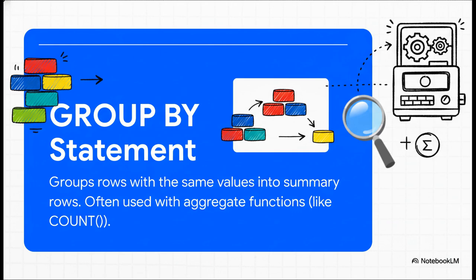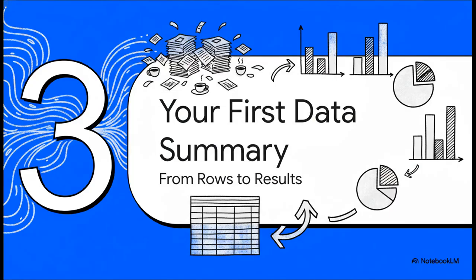And here's the official definition for you. GROUP BY takes all the rows that share the same value in a column, like our brick colors, and it collapses them all down into one single summary row. Then we use something called an aggregate function, like COUNT, to get one calculated value for that entire group. All right, enough theory. Let's put this into practice. It's time to watch a messy table transform into a clean, insightful summary right before our eyes.